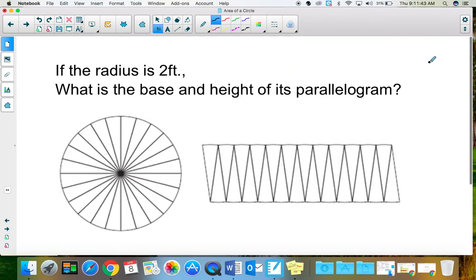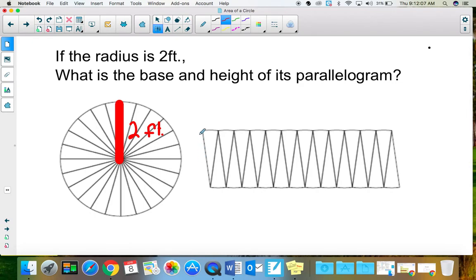So let's figure this out in a question here. It says the radius is 2 feet. Let me just write that in here. So our radius there is 2 feet. We're going to look back to what we said. Well, this is our height, which is the radius. So this is 2 feet.